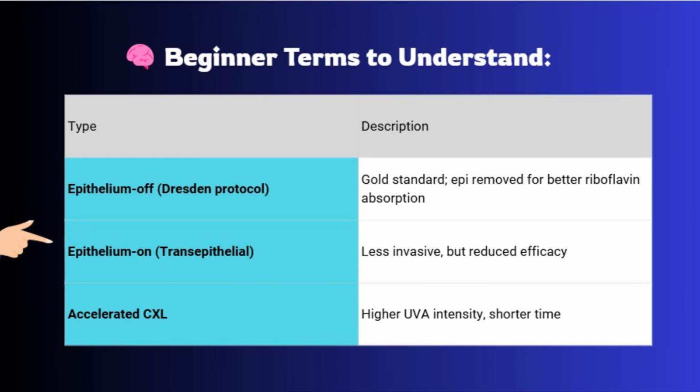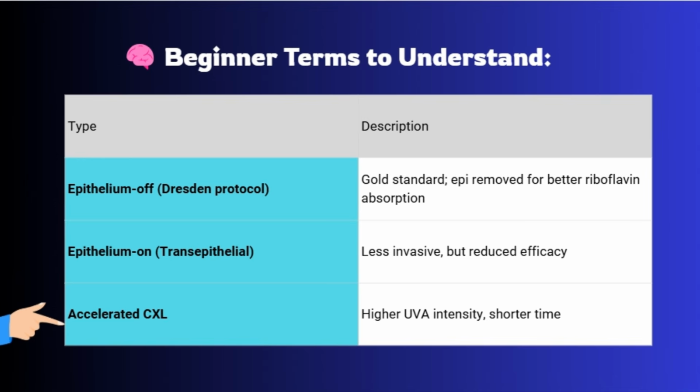Then we have an epithelium-on procedure, and here the epithelium is kept intact, and this causes less discomfort, and maybe it's also less effective in some cases. Now, since you are not removing the epithelium and you're applying the UVA light through the epithelium, this is known as the transepithelial cross-linking. Then we have accelerated cross-linking. This is going to use a stronger UV but for a shorter period of time. This is quicker and still effective in many cases.